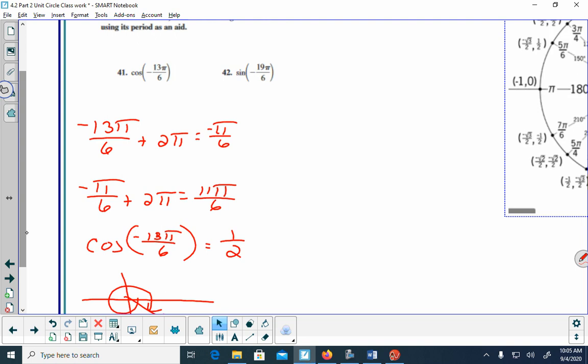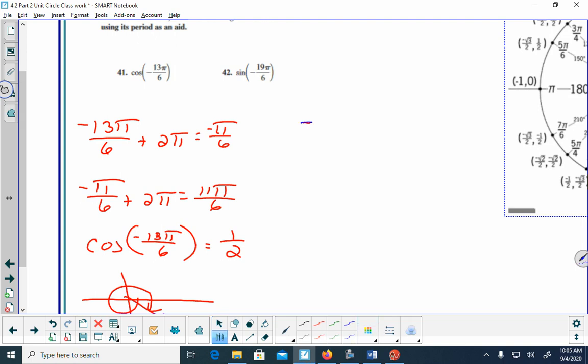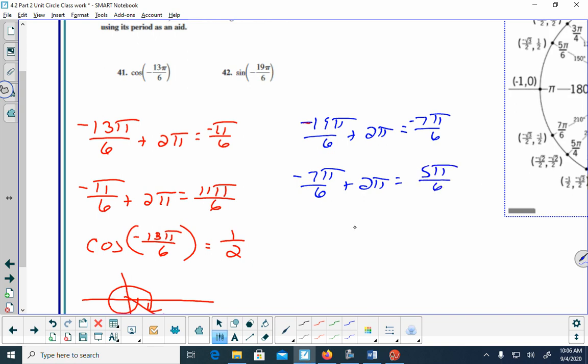So sine of -19 pi over 6, I'm going to add 2 pi, which will be a negative 7 pi over 6. So I'm going to take negative 7 pi over 6, add 2 pi, and get a positive 5 pi over 6. So now that's between 0 and 2 pi. That's going to be this angle, this side right here, same coterminal side. And that's going to be the sine of negative 19 pi over 6. And that answer is going to be a positive 1/2.